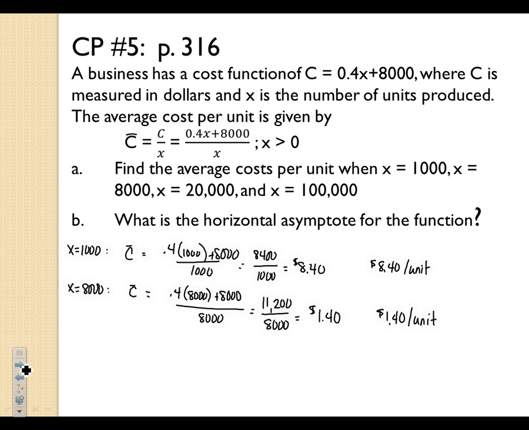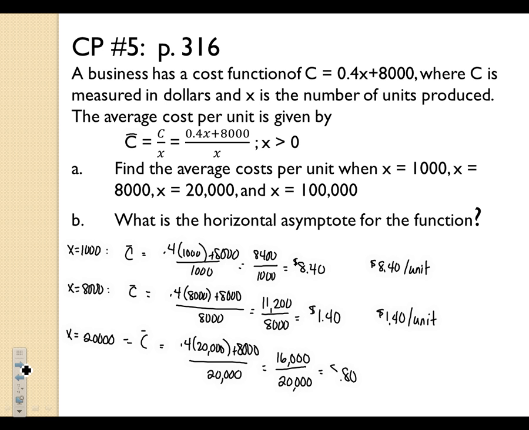Well, let's do just one more. I think you get the pattern here. But let's just pretend X is equal to 20,000. All over 20,000. Evaluating, we're going to get 16,000 all over 20,000, which is equal to 80 cents. So 80 cents per unit now. So you'll notice that the price is going to drop per unit drastically the more and more units are produced.